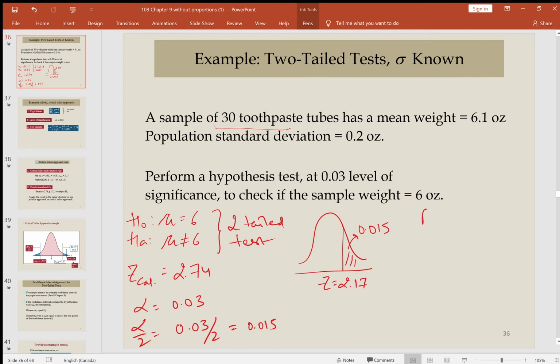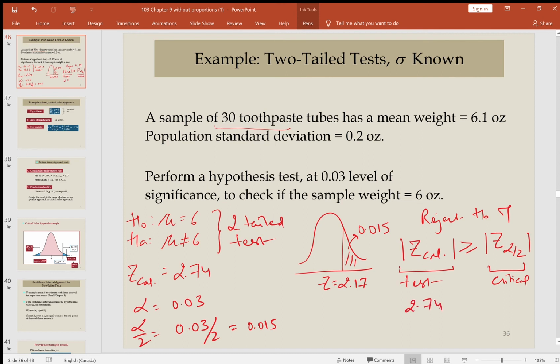Our rule here is reject null if absolute value of z calculated is more than or equal to absolute value of z alpha by 2. This, as I told you, is the test statistic, and this is the critical value from the table. Our calculated value was 2.74, and the value from the table was 2.17. So our calculated value is more than the value from the table, the same result as before: reject null.